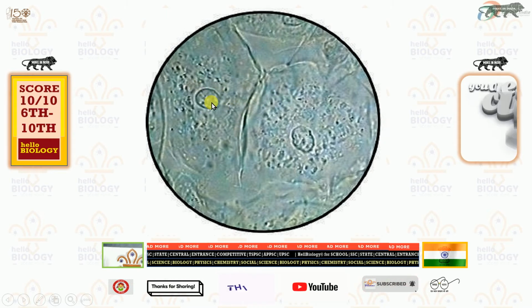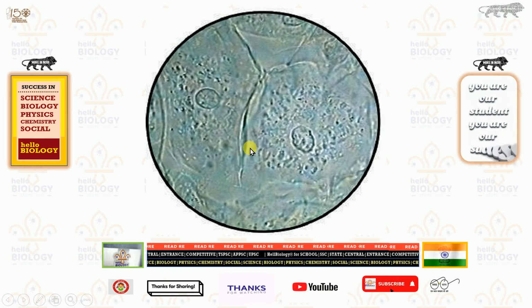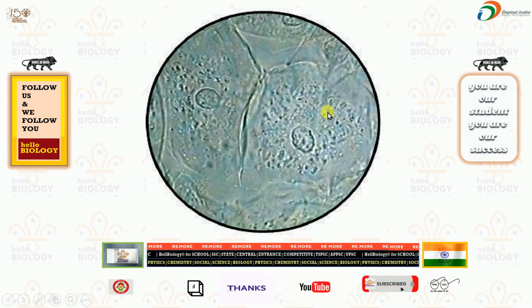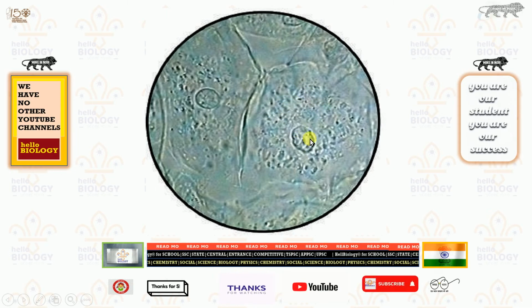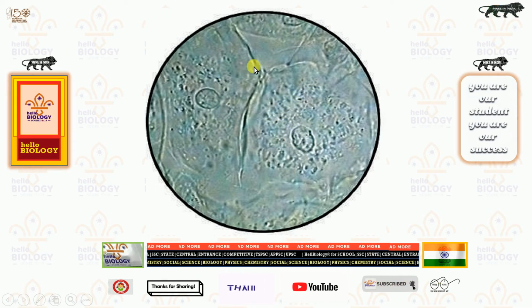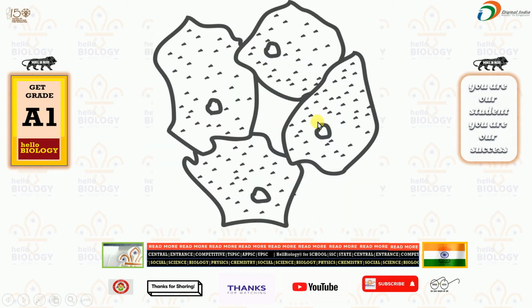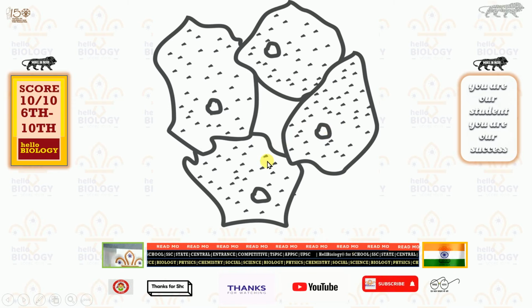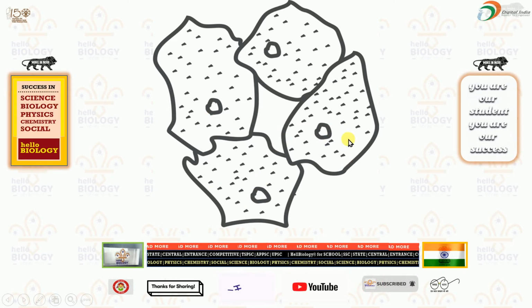Can you see here, the nucleus is very big, and this is the cell membrane, and this jelly-like substance inside is known as the cytoplasm, and this one is known as the nucleus. Bigger nucleus is there. After observing that, you need to draw like this. So these are the cheek cells which are present in our body, in our mouth.